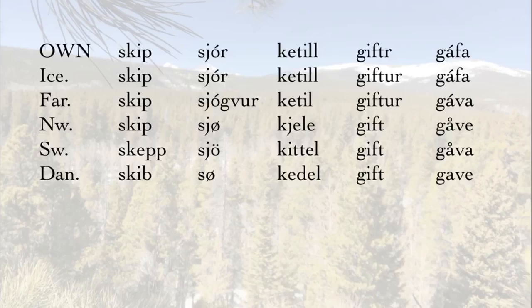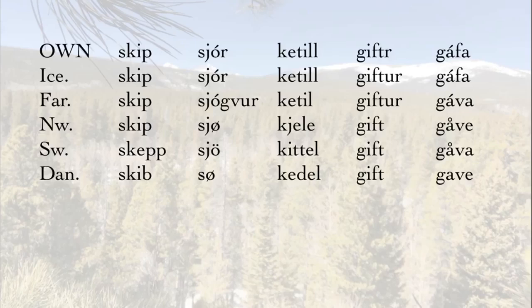In Faroese, you see these all palatalized except the last one. So you get Faroese ship, skipur, sjógvur, chetil, giftur, gáva. So all of those sounds are palatalized except the G in the last example because that precedes a back vowel, and typically that is an environment where you don't get palatalization. Same thing in Norwegian. Skip, sjø, kjele, gift, gave. Some Norwegian dialects also have the same palatalization outcomes as Faroese, so there's parts of Norway, especially in the west, where you can hear, for example, something more like skip, sjø, kjelle, gift, although that is not as common.